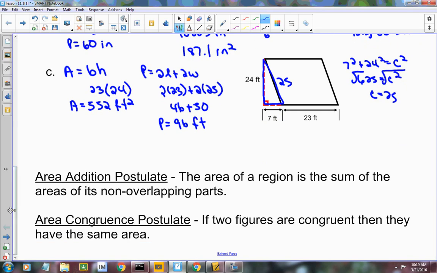Okay, have a couple of little postulates here. These are kind of just common sense. If you have an oddly shaped figure, okay, and you want to find the area of it, you can break it up into pieces and find the area of the one and the area of the other, okay, and then add them together. That's what that tells me. The next thing says, if you've got two shapes that are exactly the same, what's going to be true about their areas? They're the same. Okay, so those are both kind of common sense.